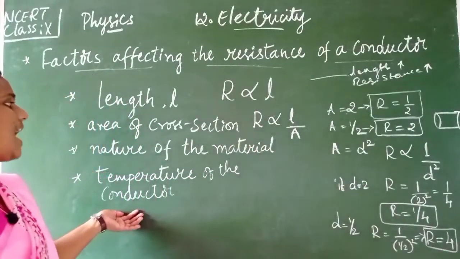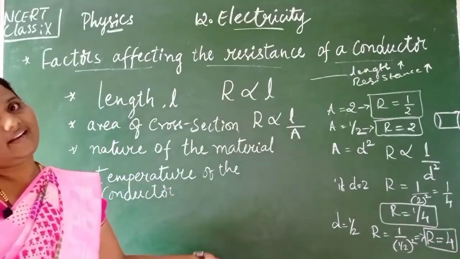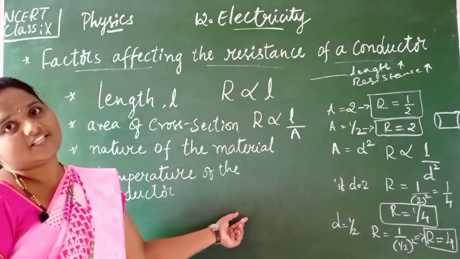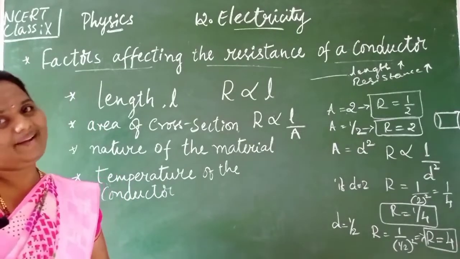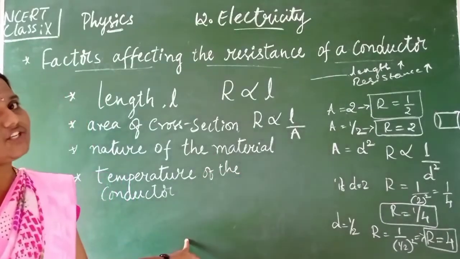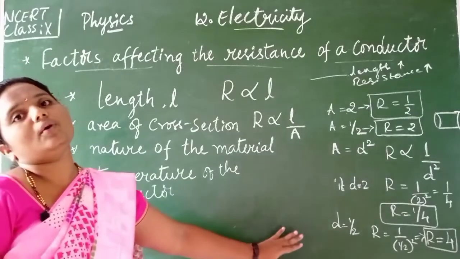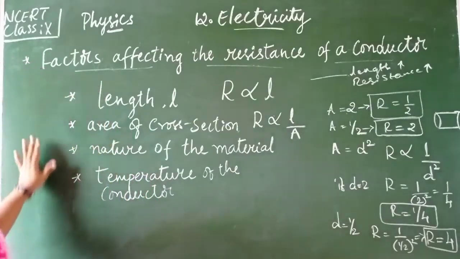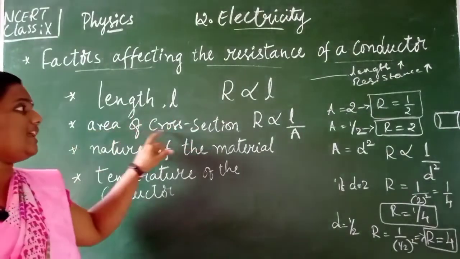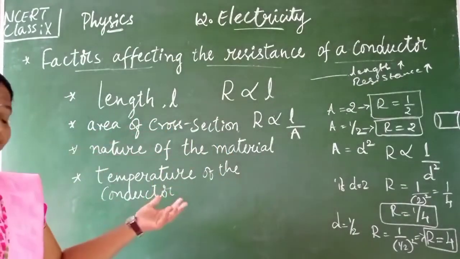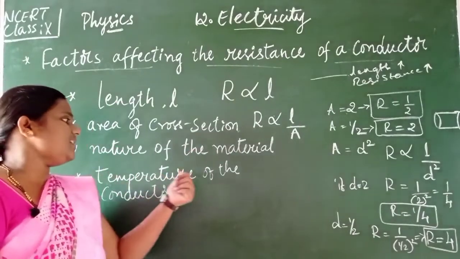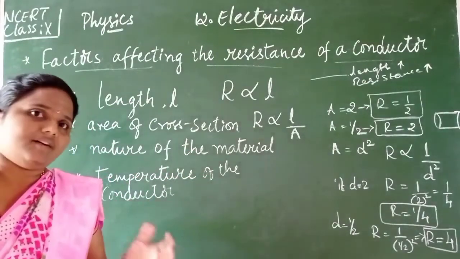And the fourth factor says that it depends upon the temperature of the conductor. In general, all pure metals increase in resistance with increasing temperature and decrease on lowering the temperature, children. Understand? So once again, recall, children, all the factors: it is directly proportional to length, then it depends upon area of a cross section of the conductor, that is inversely. Then it also depends upon the nature of the material which we are using, and the fourth factor is that it depends upon the temperature of the conductor.